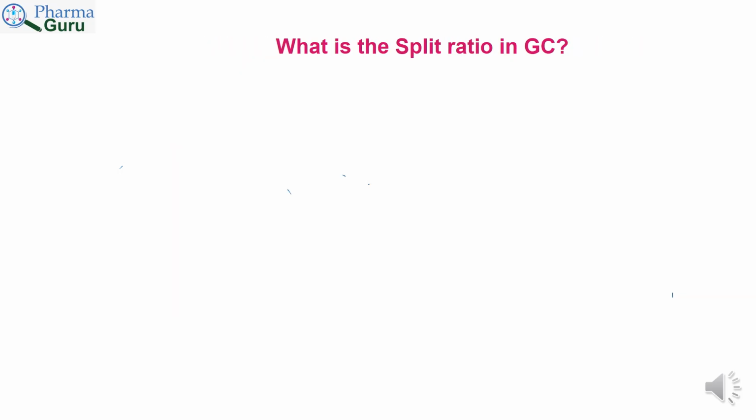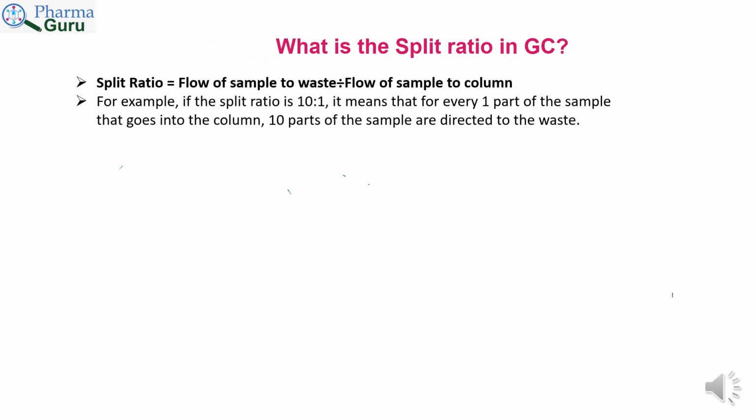What is the split ratio in GC? In a method, generally you see it written like 10:1, 20:1. What is this? Taking 10:1, it indicates that 10 parts of the sample go to waste and 1 part of the sample goes into the column. Here, 20 parts go to waste, 1 part goes into the column.